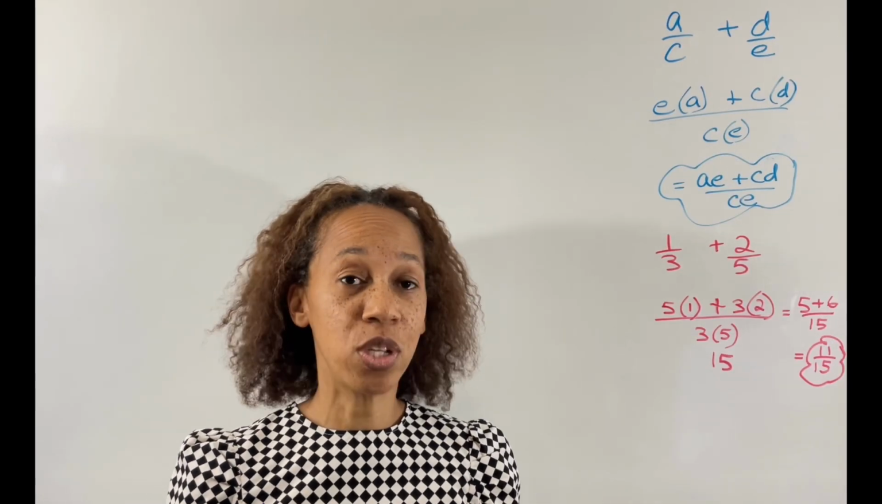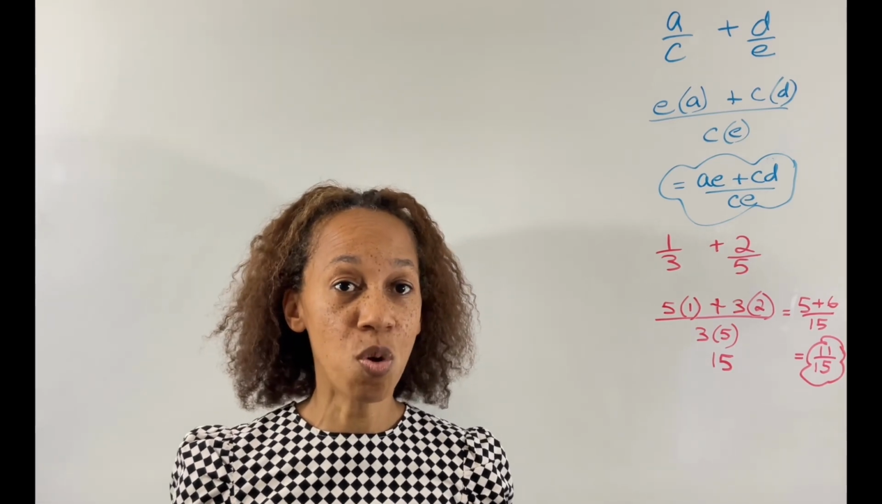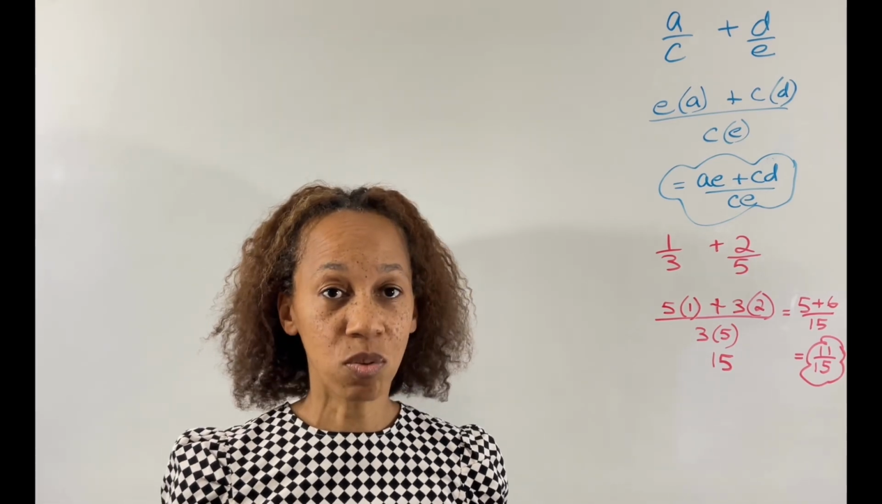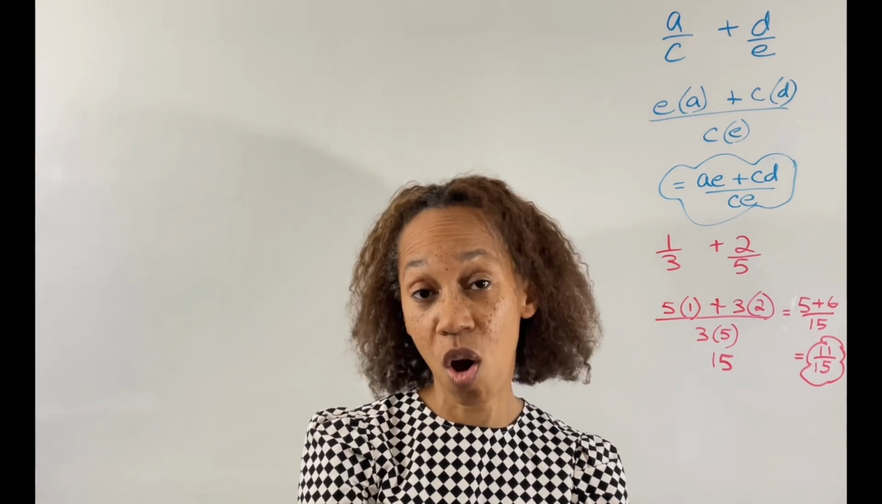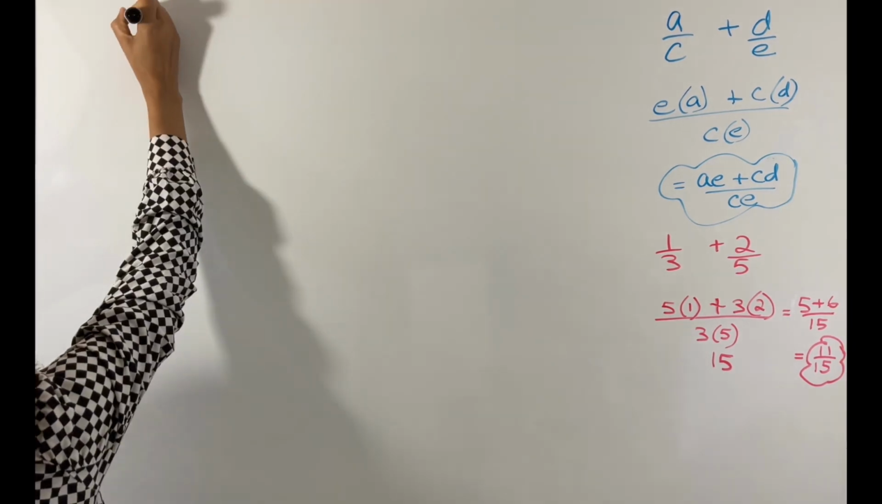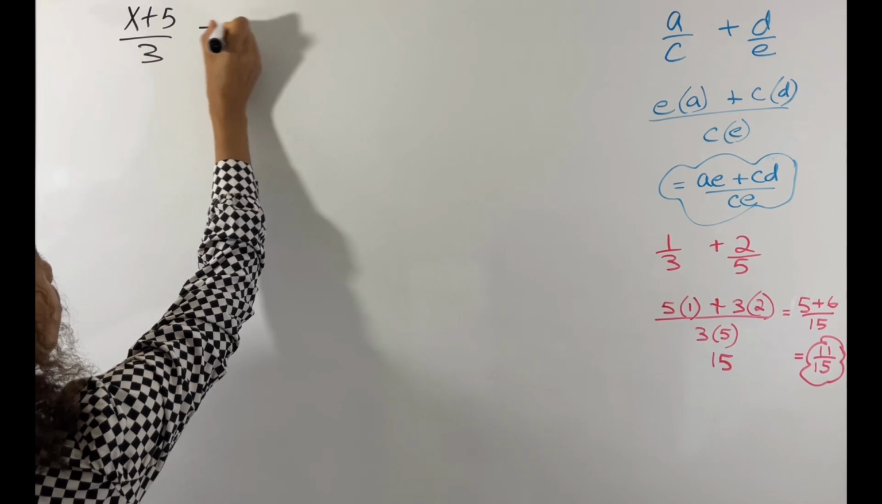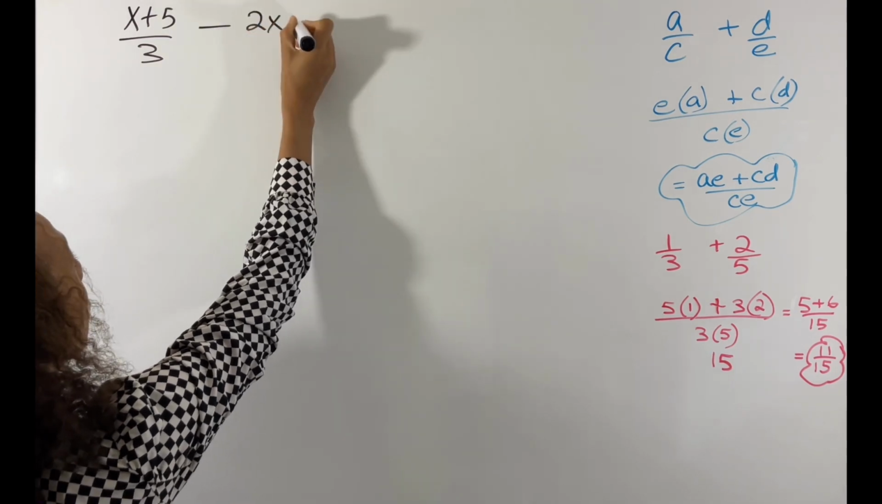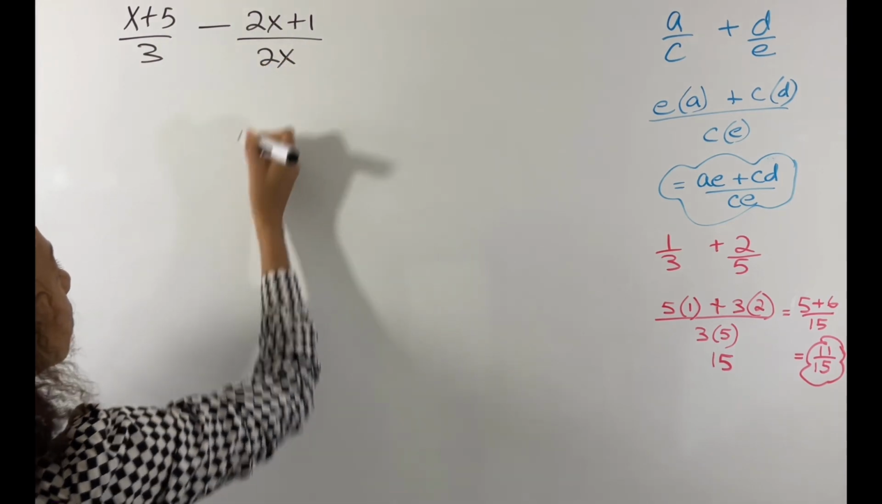And now I'm going to show you an example where you're going to have variables along with numbers, and that is going to be your rational expressions. So let's get into our first example here. Our first example is going to be x plus 5 over 3, and we're going to do minus 2x plus 1 over 2x.